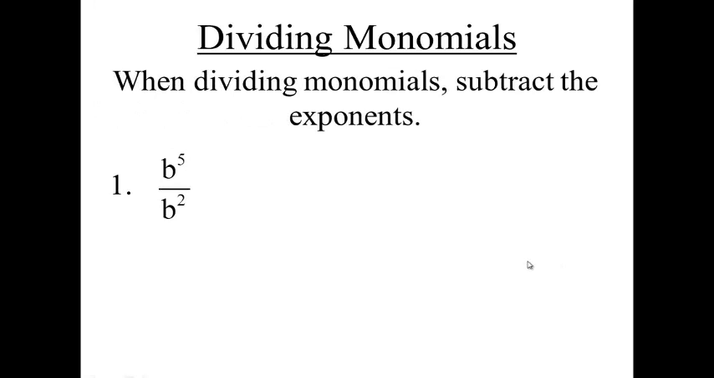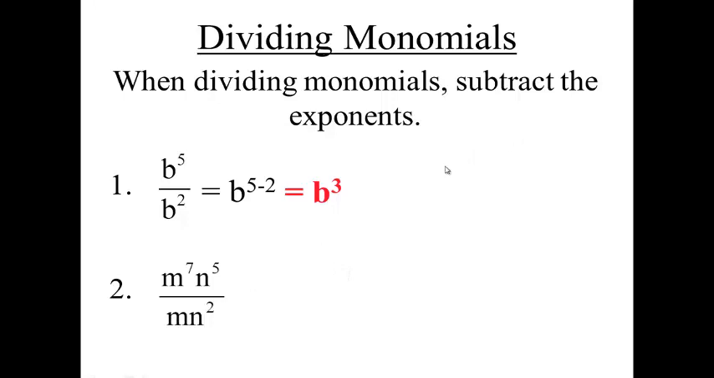So let's have another example. So remember, when dividing monomials, subtract the exponents. So here I have the same base, and we are dividing b raised to 5 by b raised to 2. Now remember, this property will only be applied if we have the same base. So keep the base and then subtract the exponents. 5 minus 2, which is equal to b raised to 3.